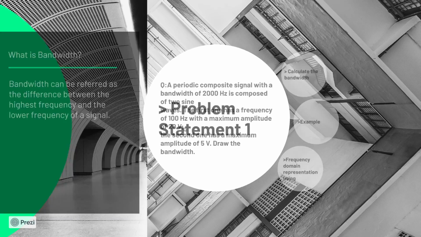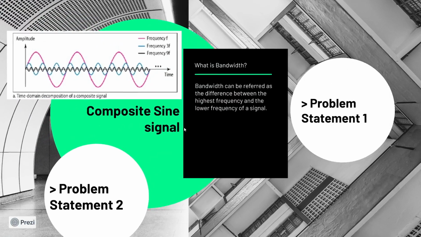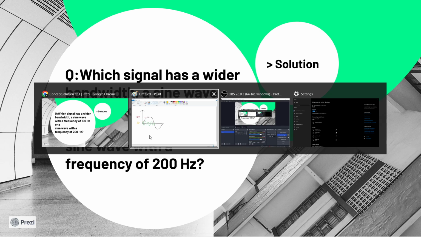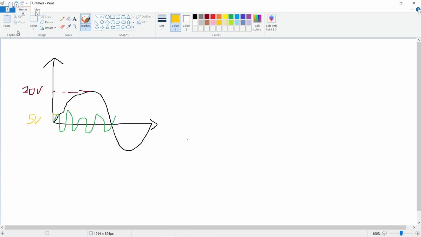Now let's move ahead and see the second problem statement. Here we are asked which signal will have a wider bandwidth: a sine wave with a frequency of 100 hertz or a sine wave with a frequency of 200 hertz. So let's clear this.